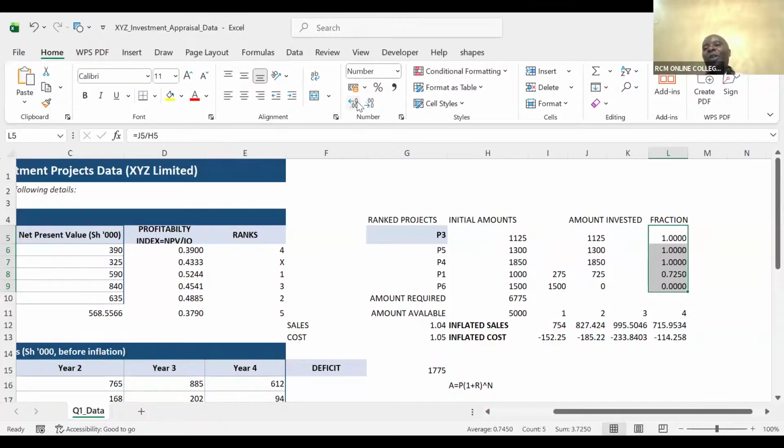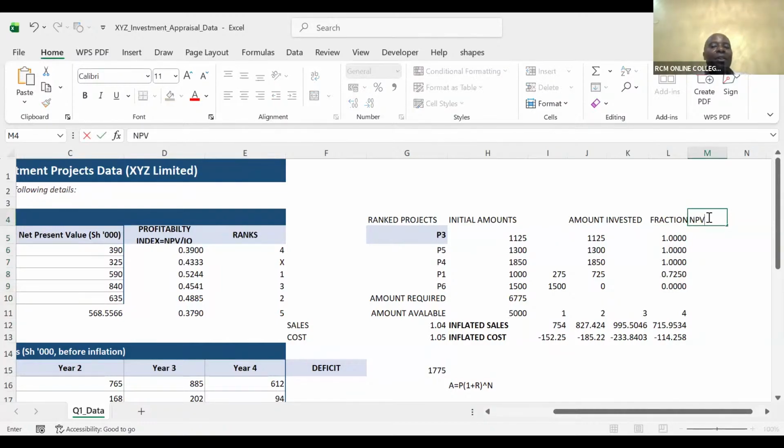It was about rounding off. So then we have the fraction there. And then what they'll do, they'll come and put NPVs now in full, the way they are. So if it is P3, we can see P3. The NPV is 590. So they write the 590 the way it is here. They come, the next one is P5. P5, they can see it is 635. So they write here 635.